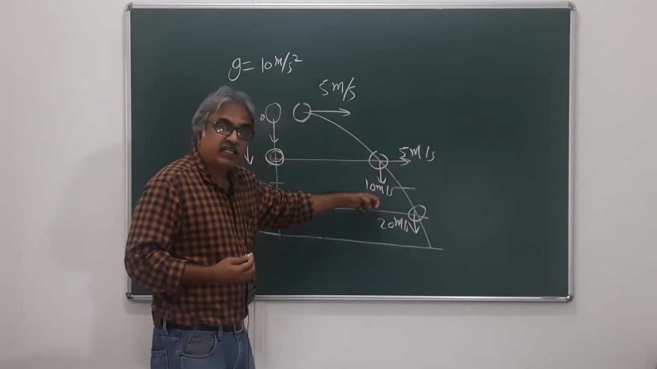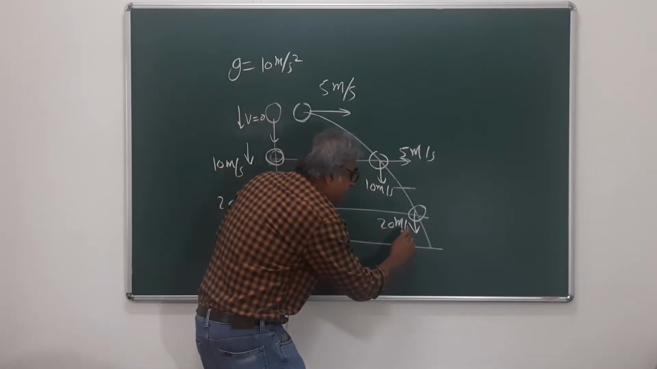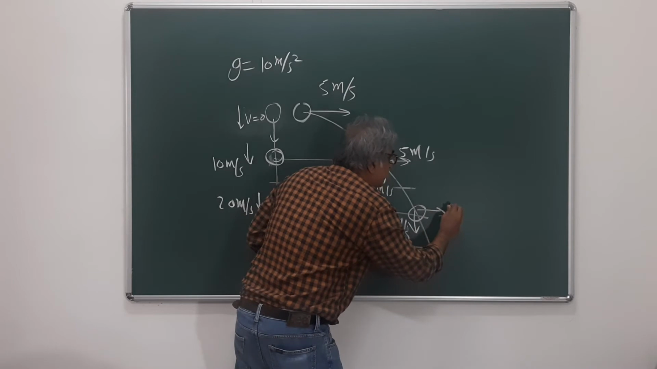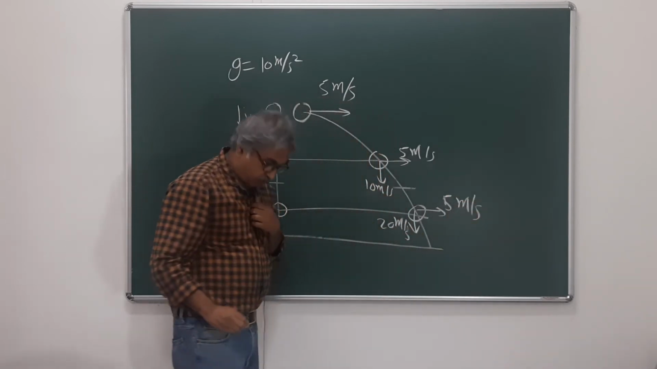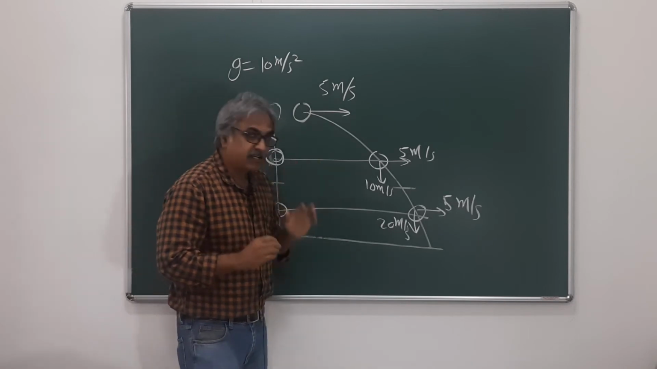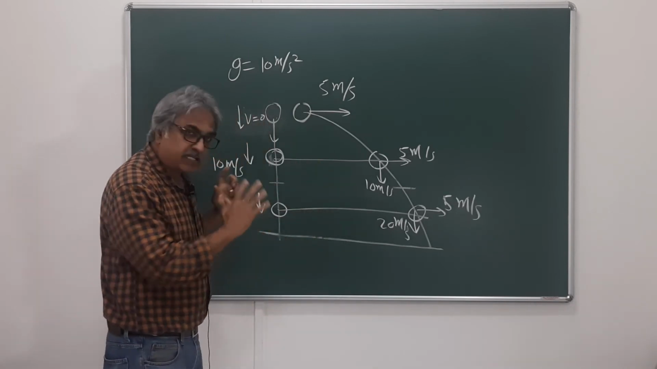Its vertical velocity is 10 meters per second, which increases to 20 meters per second, right? But its horizontal velocity will be 5 meters per second, which remains constant. Horizontal velocity remains constant, right? So basically, this is one point.